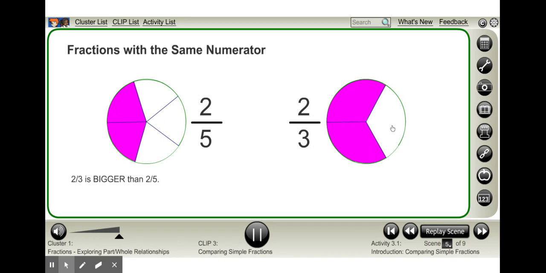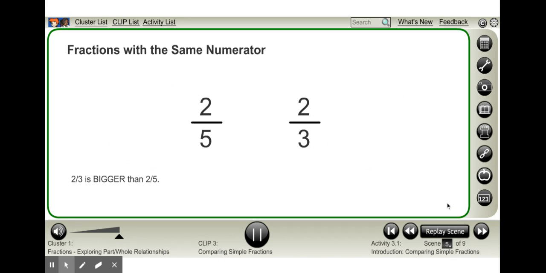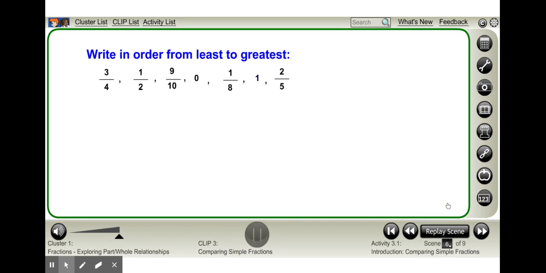Can you tell that 2/3 is bigger without the pictures? Sure, fifths are smaller than thirds, so 2/5 is smaller than 2/3. What would you do if you were asked to put these 7 fractions in order?